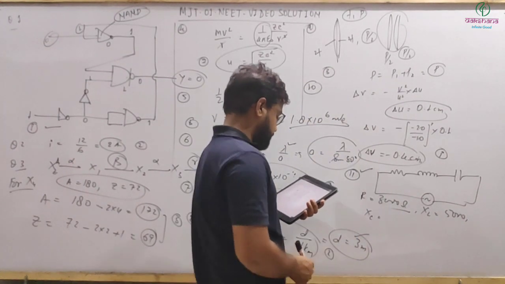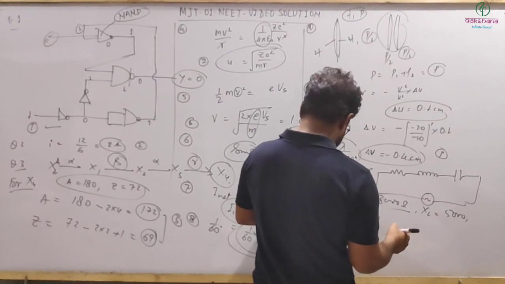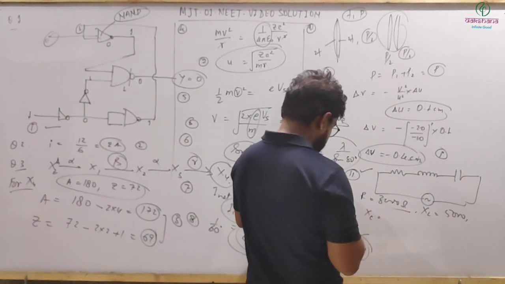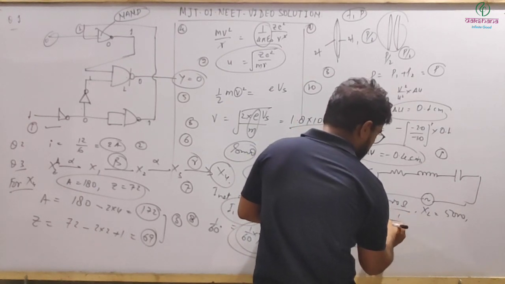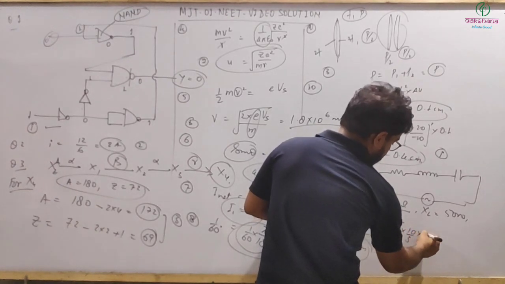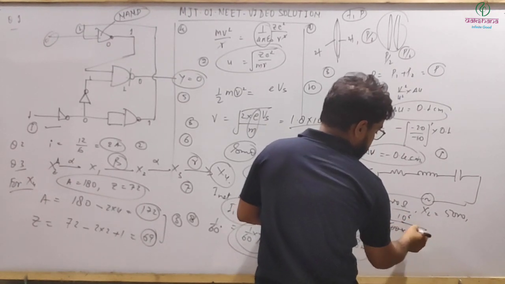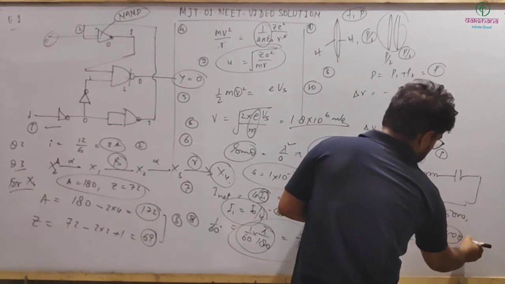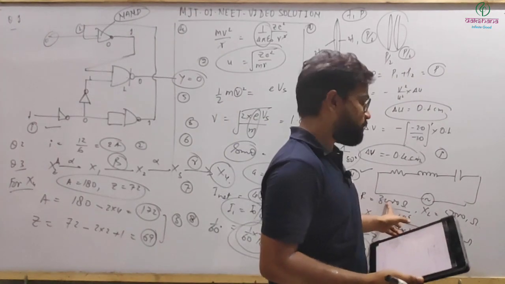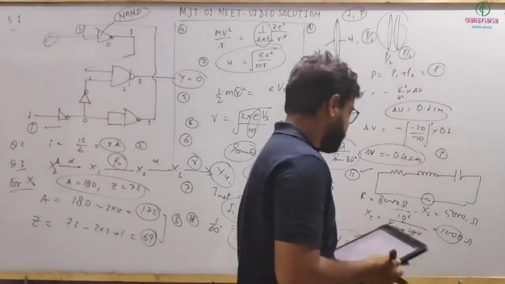And XC is equal to 1 by C into omega, and C is in micro, so it's also equal to 5000 also. So XC, substituting the values, is 1 by omega, 300 into 10 by 3 into 10 to the power minus 6, so 10 to the power 6. This and the 3 get cancelled, so it's basically 1000 ohm. So net Z is equal to root over R square plus the difference of the squares, so 3000 square plus 4000 square, that's coming out to be 5000.